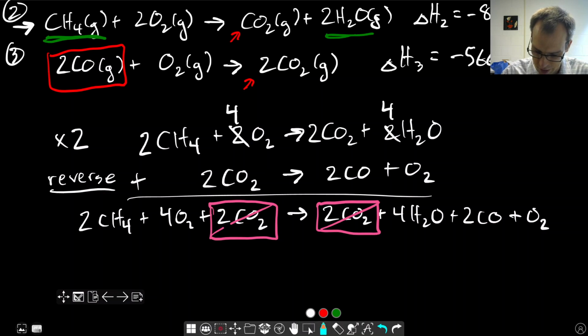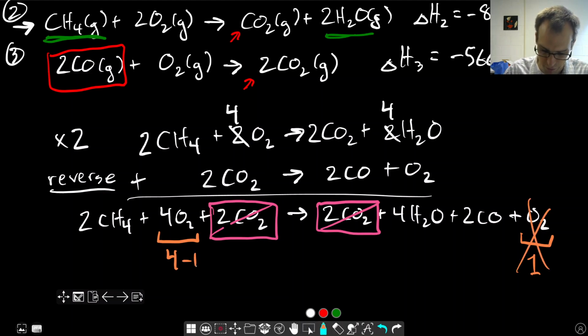And we can also see that O2 shows up on both sides of the equation. But these don't have the same coefficients. But it's similar to an algebraic equation: if we have 1 O2 on this side and 4 on this side, we can cancel out this 1 and subtract 1 from over here, and we'll get 3 left over. So this 4 becomes a 3.